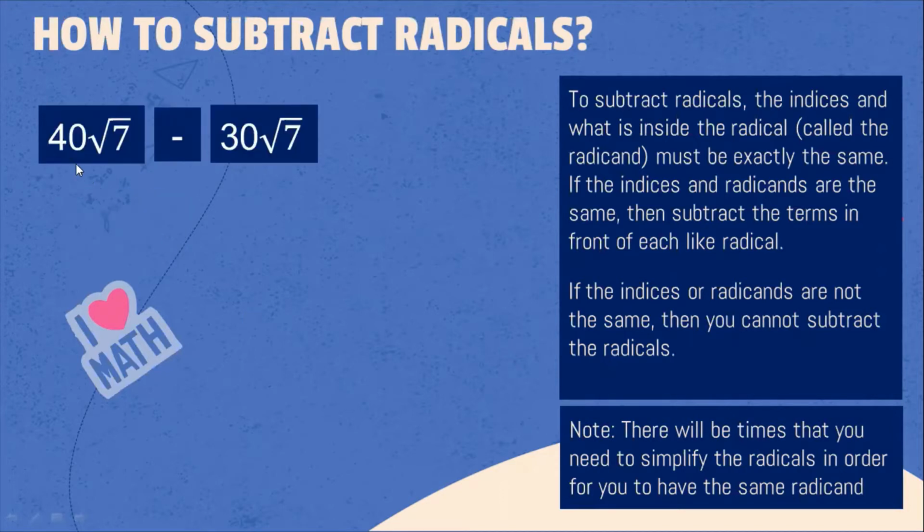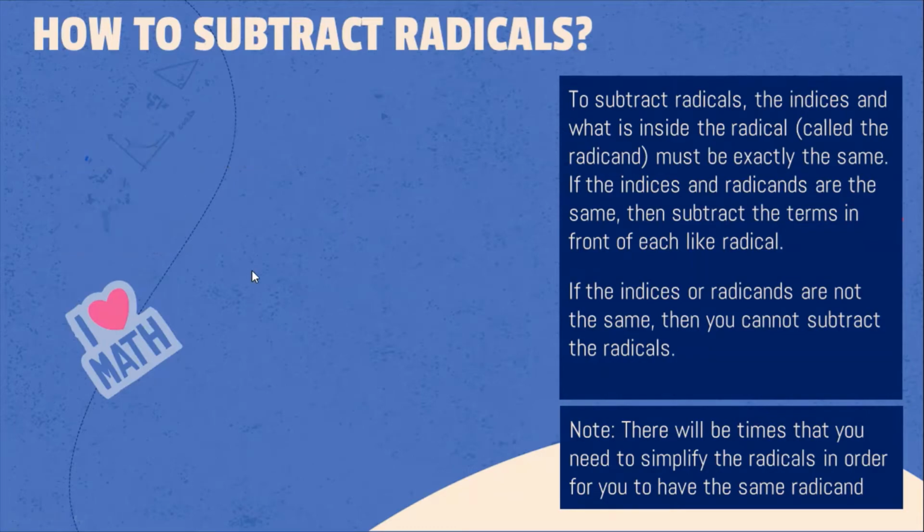Another example, 40 square root of 7 minus 30 square root of 7. We have the same indices and we have the same radicand, so we can subtract these terms. 40 minus 30, that is 10, the square root of 7. We just copy the radical. If you have the same indices and radicands, that means you can subtract both terms. The 40 square root of 7 minus 30 square root of 7. That means 40 minus 30, that's 10. Then copy the radical, square root of 7.